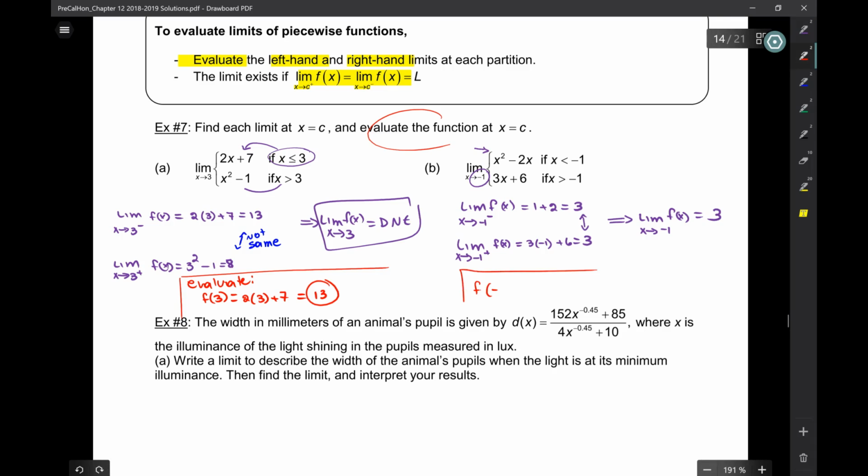Right, so now to evaluate f of -1. This one is open. I can't plug anything in there. This one is open. I can't plug anything in there. So it's undefined.